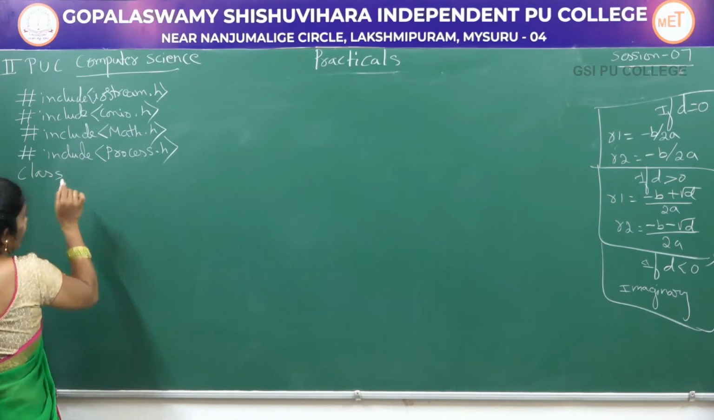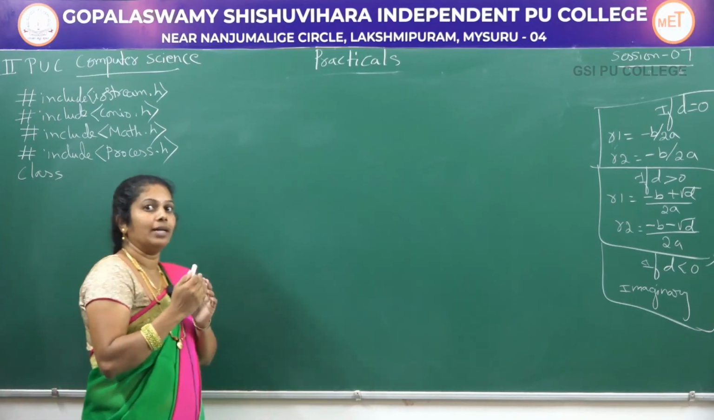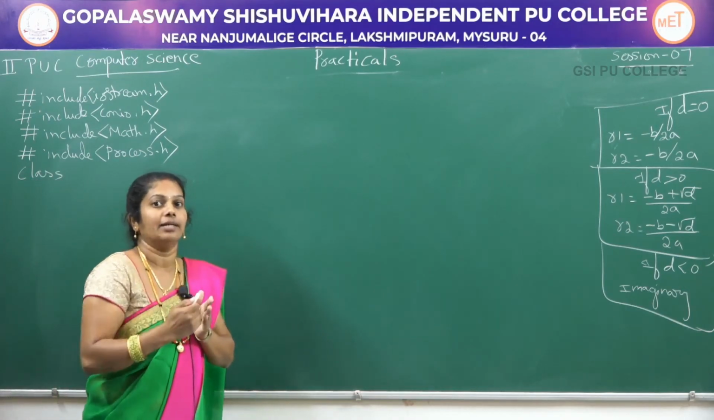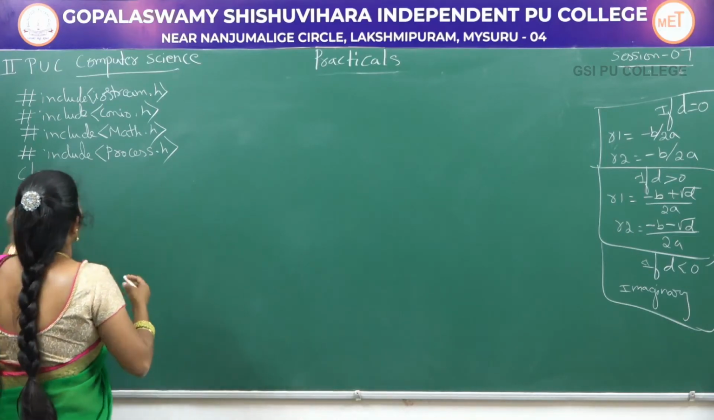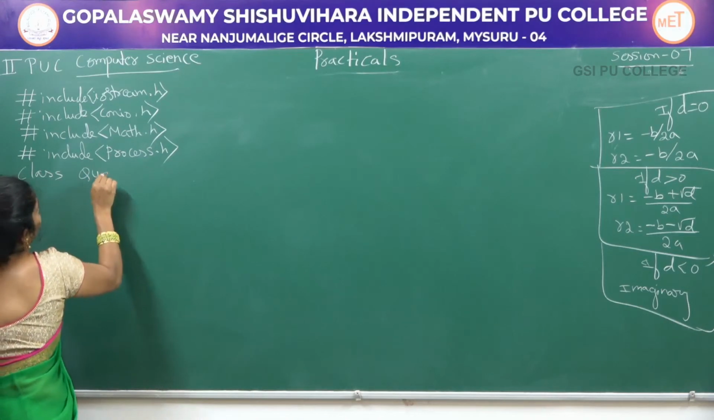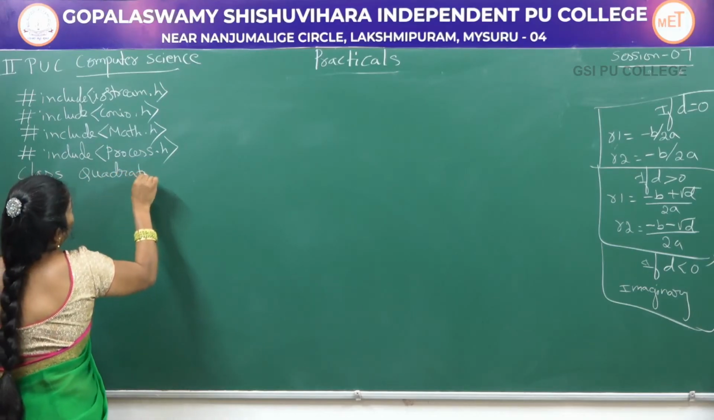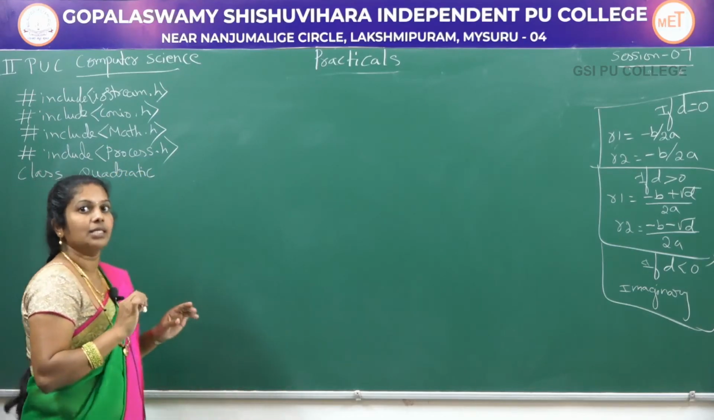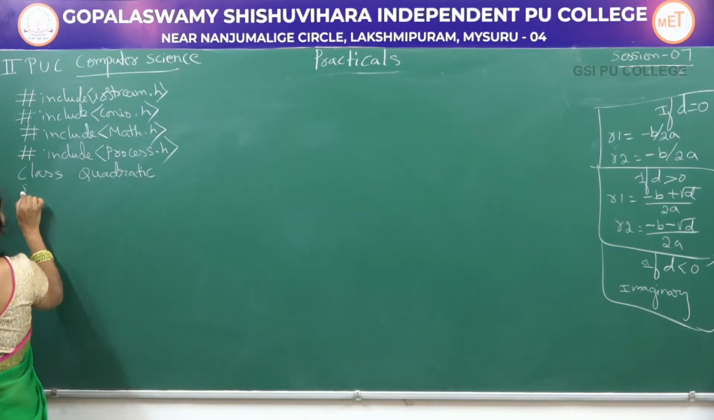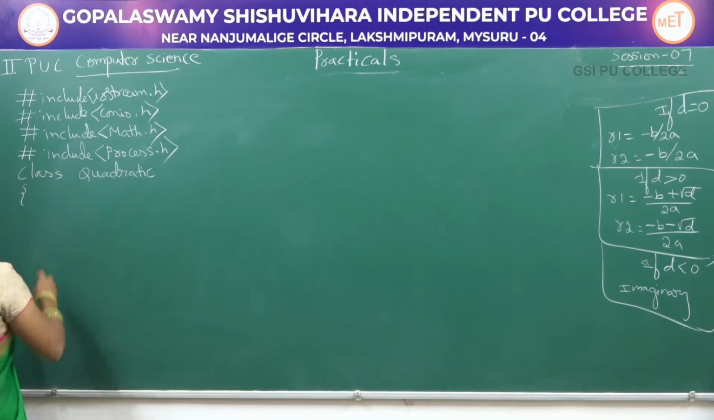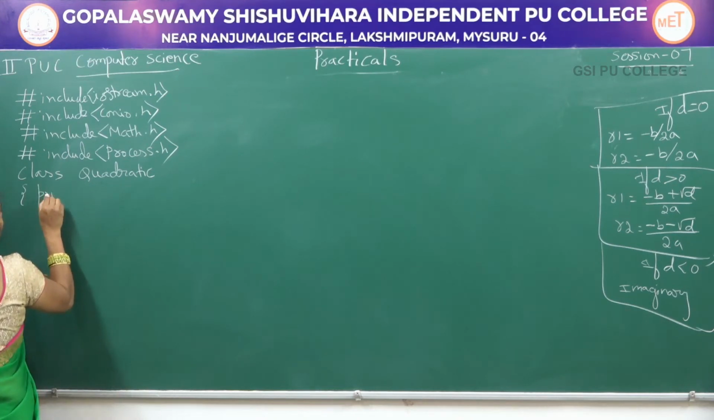Here I want to find the quadratic equation, and depending upon the discriminant I have to find the roots. For the class name, I am going to write quadratic. Here in this quadratic I am going to declare the variables in the private section.